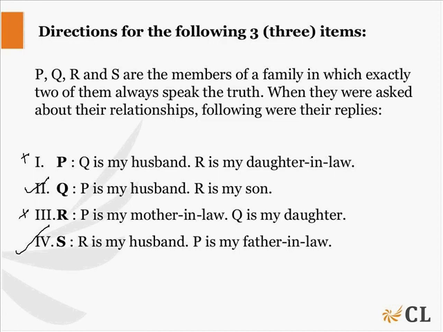Clear with this? So if Q and S are speaking the truth, I can simply take their statements as positive ones. So Q says P is my husband. That gives you that P and Q are husband and wife. And P is a husband, that means he is male, and Q is a female. Right? And Q is saying P is my husband and R is my son. So Q is saying that R is my son. That means it looks like this.